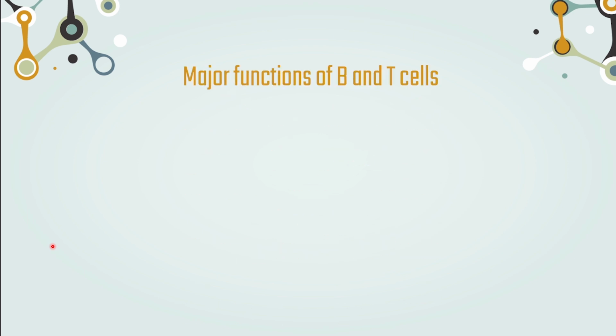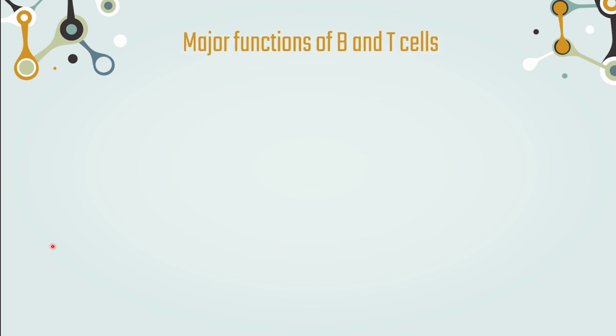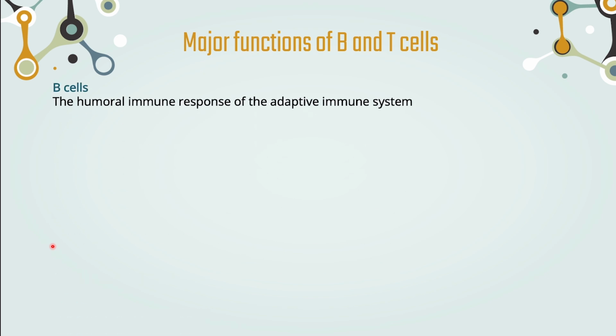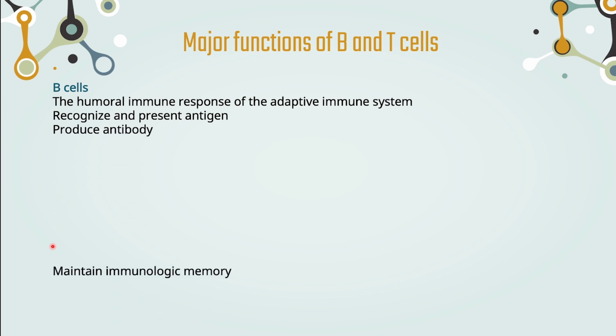Now let's talk about major functions of B and T cells. So this is just a basic overview of the function of B and T cells. B cells initiate adaptive immune response via humoral mechanism. All right, the humoral immune response of the adaptive immune system is initiated by B cells. Similarly, they recognize and present antigen as well. The most important function of B cell is to produce antibody and also to maintain an immunologic memory.